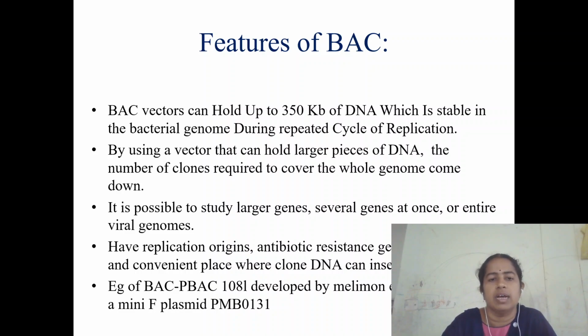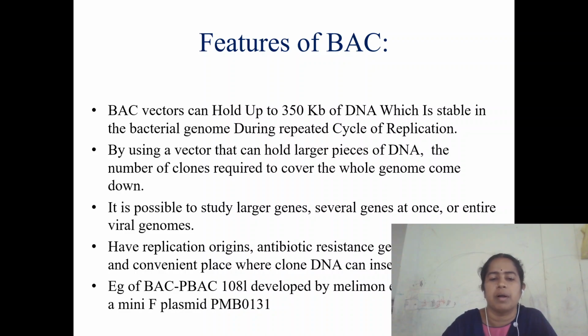Its features are that it can hold up to 350 kilobase pairs, and it can be stable in the bacterial genome during the repeated cycle of replication. It holds a very large quantity of pieces of DNA and can be cloned a number of times. To study larger genes or the entire viral genome, bacterial artificial chromosomes are used, having a replication origin, antibiotic resistance genes, cloning sites, and the DNA insert.